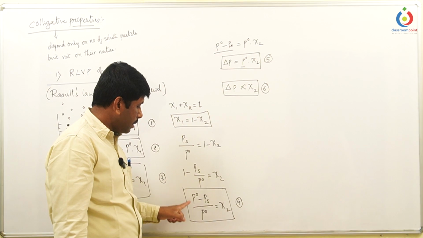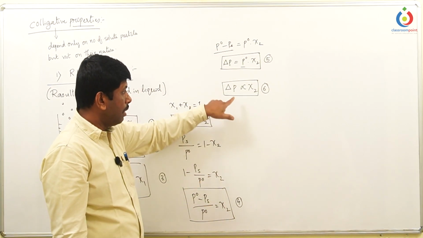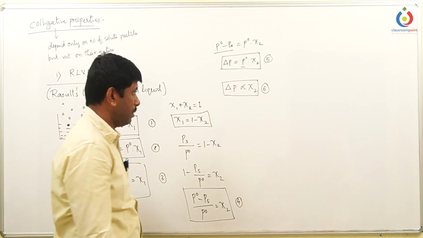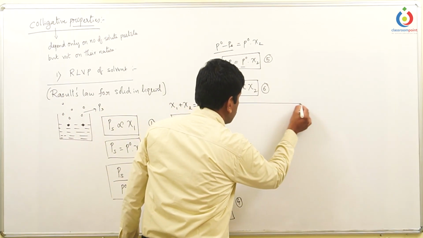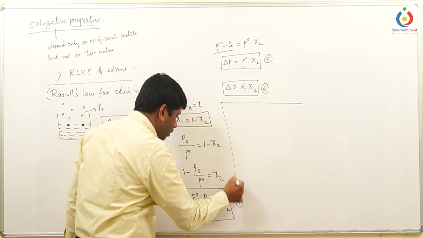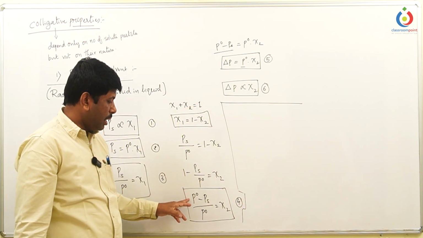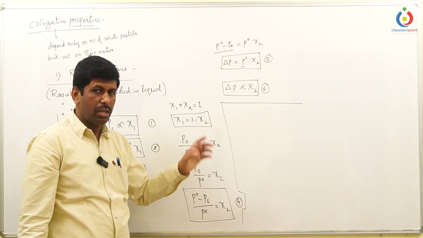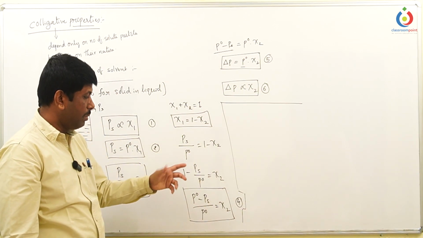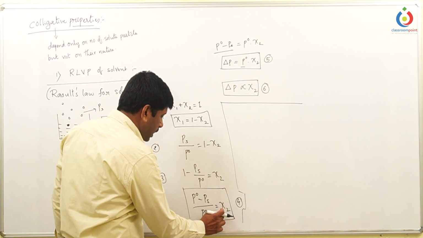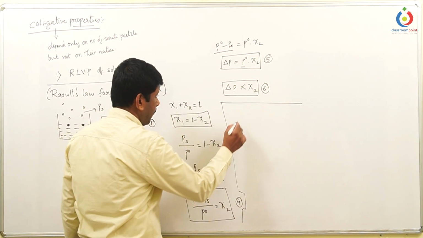Relative lowering of vapor pressure is equal to the mole fraction of solute, but lowering of vapor pressure is directly proportional to the mole fraction of solute. Now, let us try to see how this relative lowering of vapor pressure is connected to the molality. What is the relation between the molality and the relative lowering of vapor pressure? So for that, let us try to expand this equation.